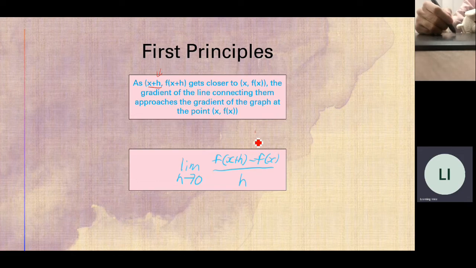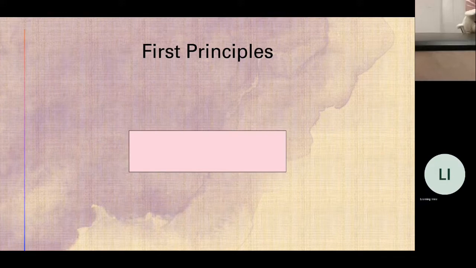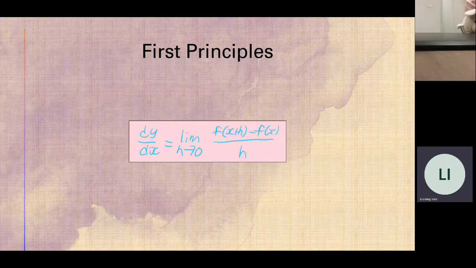And that is first principles. dy/dx equals the limit as h approaches zero of f(x plus h) minus f(x) over h. All right. So that is first principles using this quote unquote formula, which you can actually very easily derive, right? If you actually remember the whole idea of first principles, taking a nearby point, comparing its gradient to the actual gradient as h approaches zero.